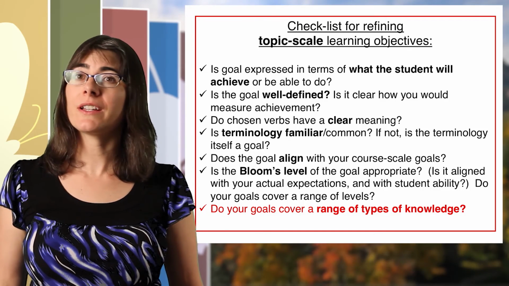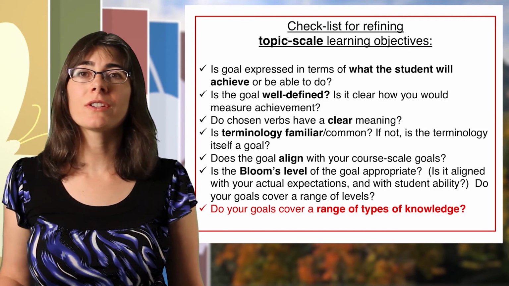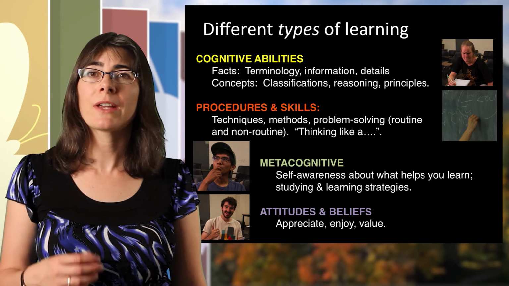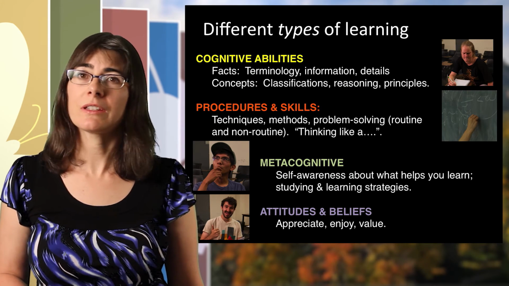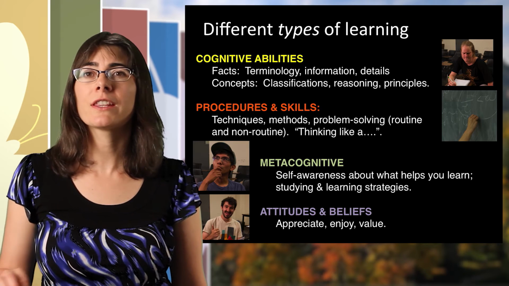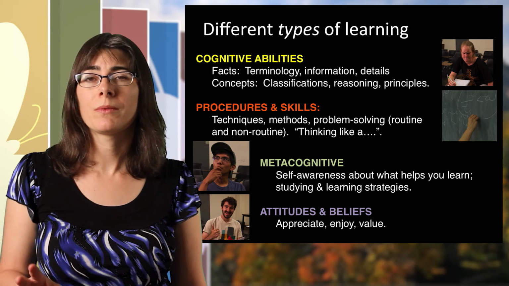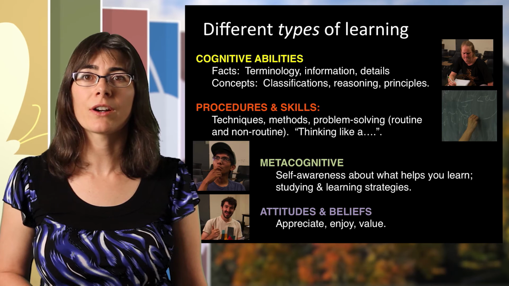Another thing to consider is that you want your goals to cover a range of different types of knowledge. Remember, we have cognitive abilities, procedures, metacognitive, attitudes, and beliefs. So we want to be covering the whole spectrum of understanding in the course.